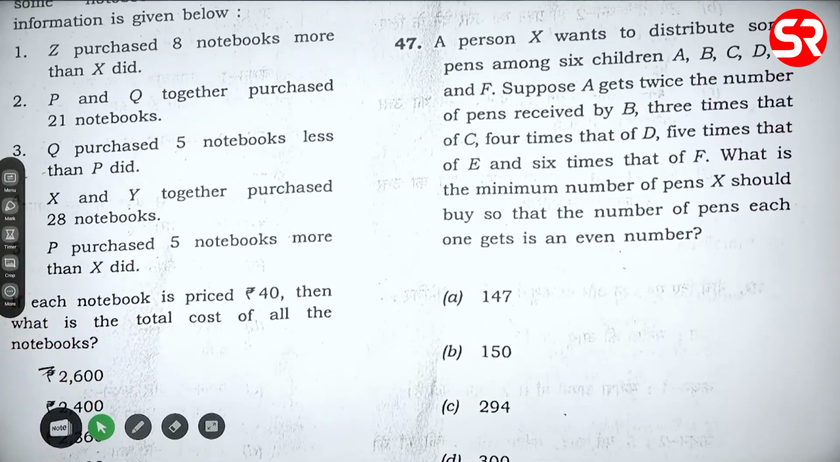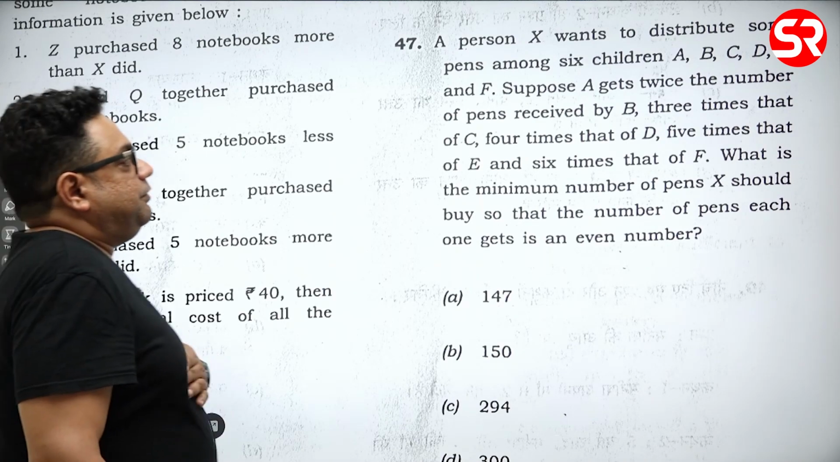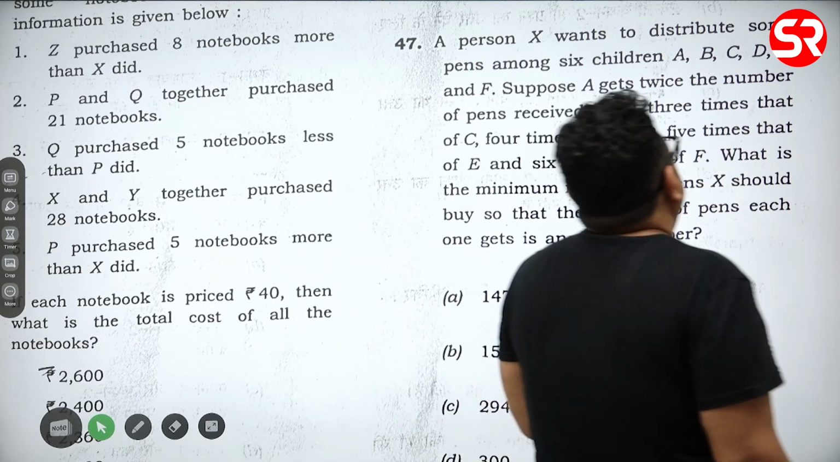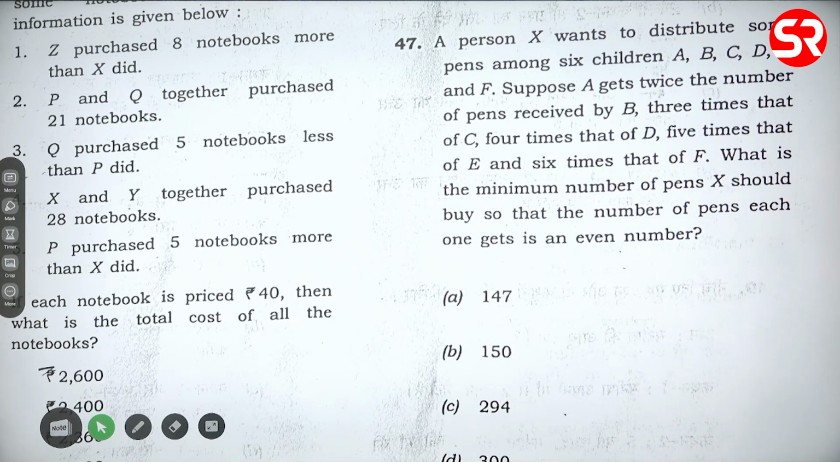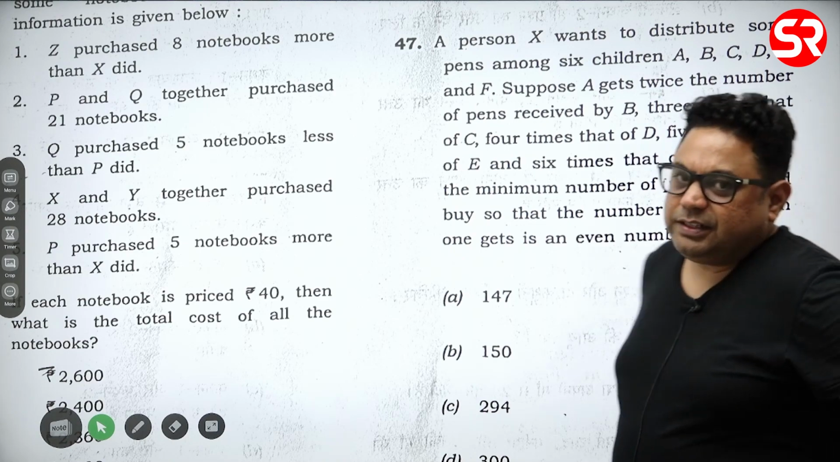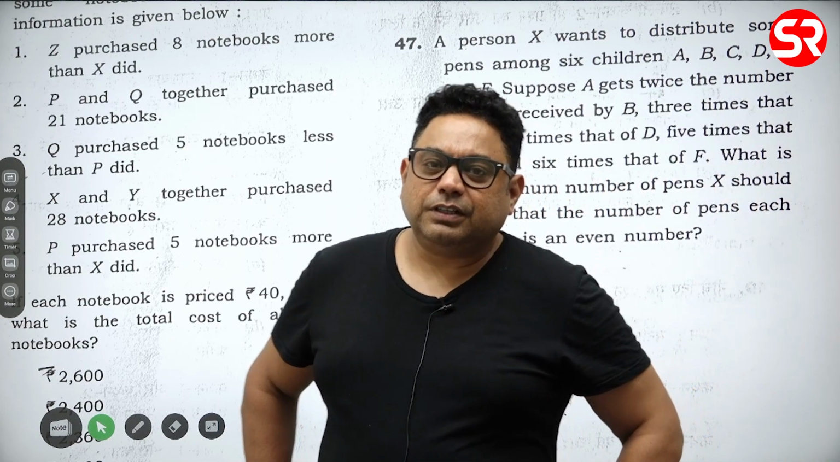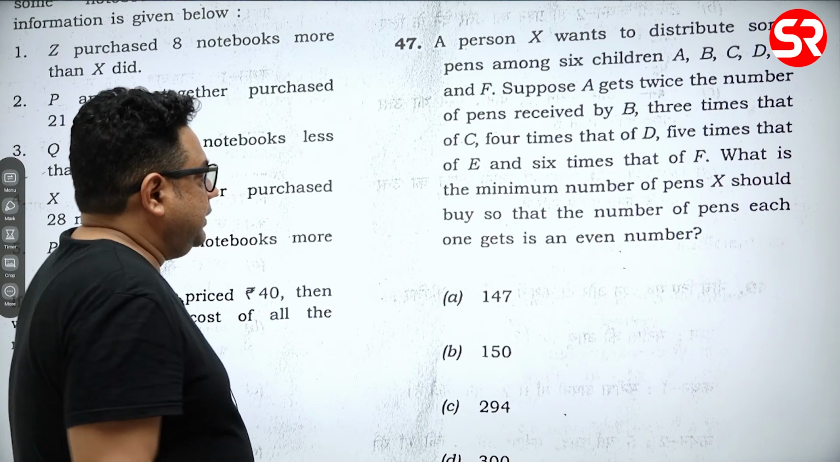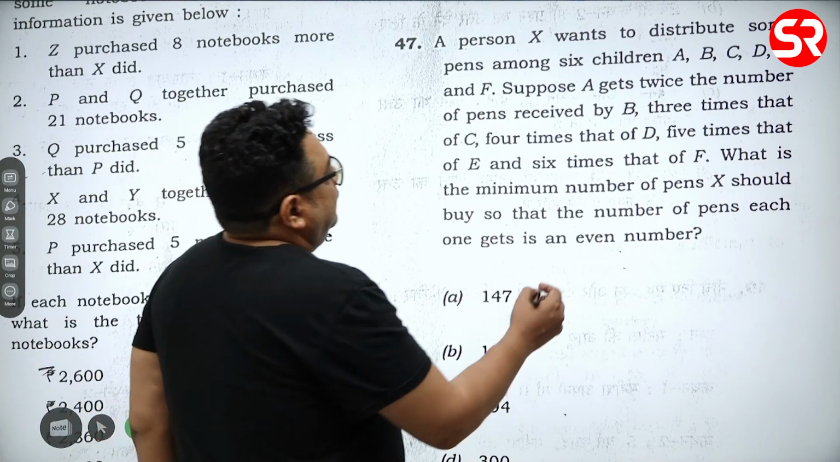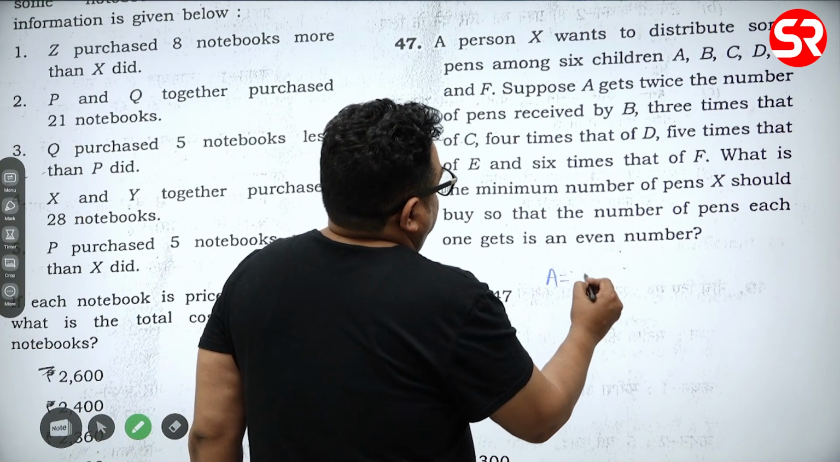A person X wants to distribute some pens among 6 children A, B, C, D, E, F. Suppose A gets twice the number of pens of B, 3 times that of C, 4 times that of D, 5 times that of E and 6 times that of F. What is the minimum number of pens X should buy so the number of pens with each of them is an even number? Brilliant question. We have done it in the class but not in the same way, in a very different context. So let's see.